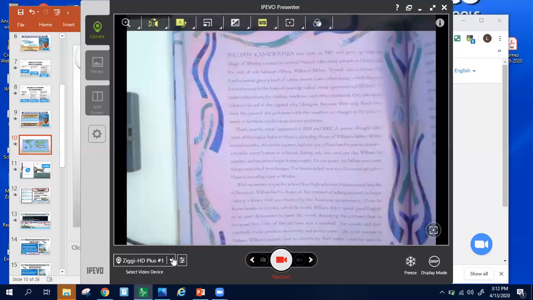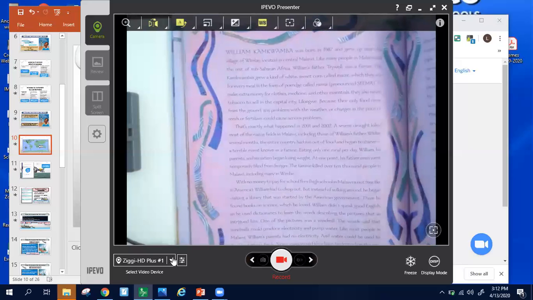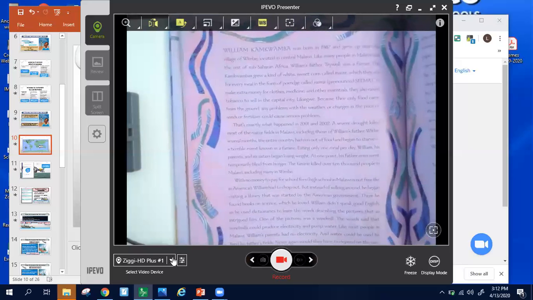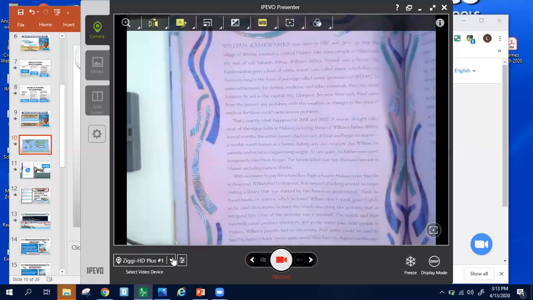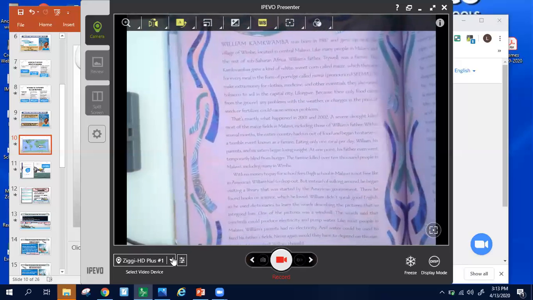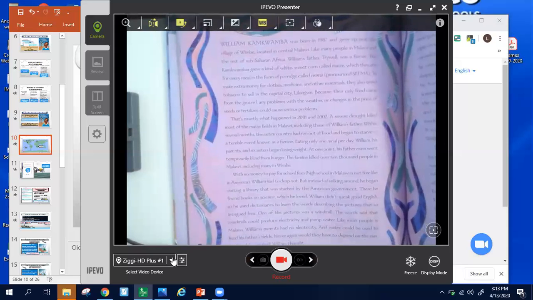One of the pictures was a windmill. The words said that windmills could produce electricity and pump water. Like most people in Malawi, William's parents had no electricity, and the water could be used to feed his father's fields. Never again would they have to depend on the rain. "I will build a windmill," William thought.